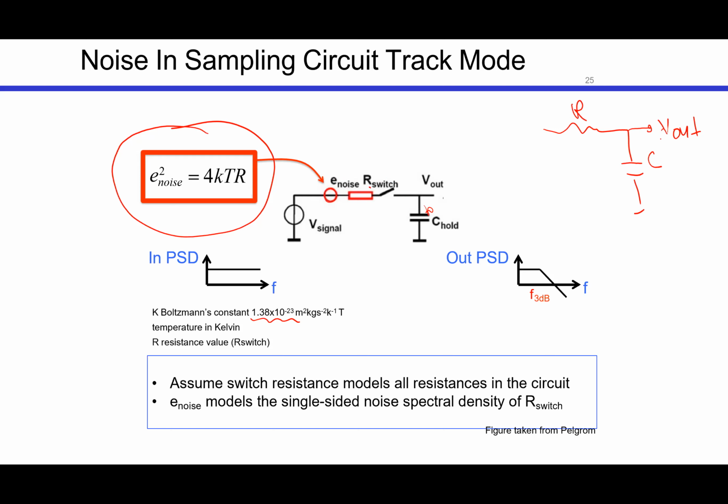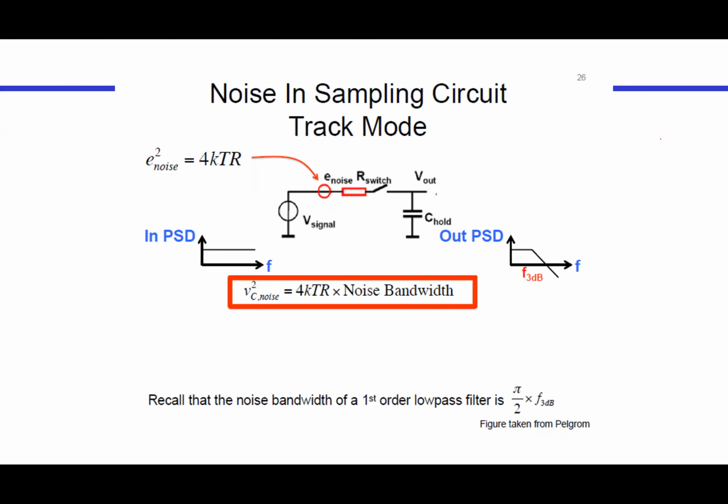So not entirely, it will be basically filtered noise stored on this capacitor. And how to find the value of this noise? We multiply the total noise with the noise bandwidth. Now we know this is the noise. What is the noise bandwidth?